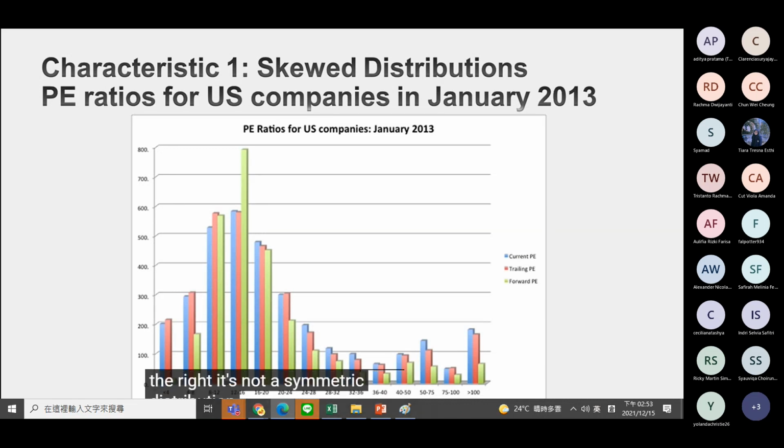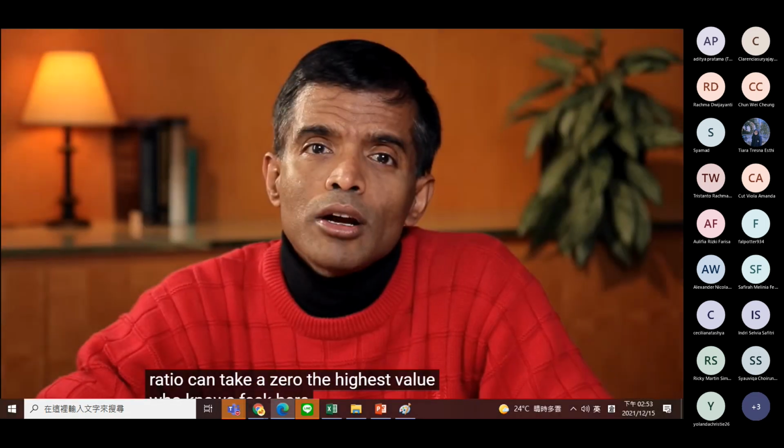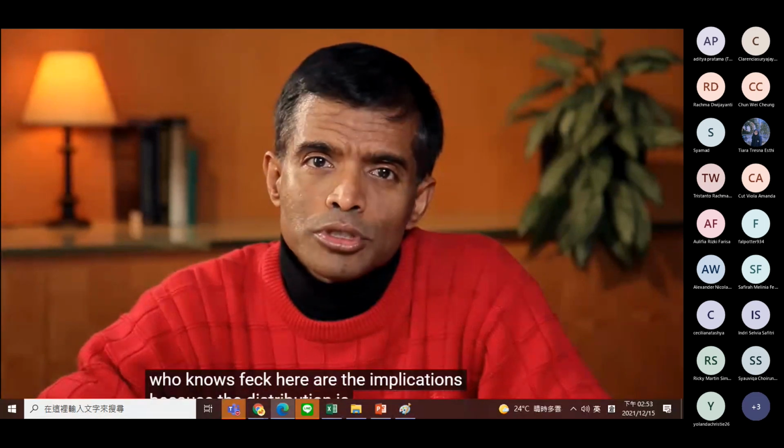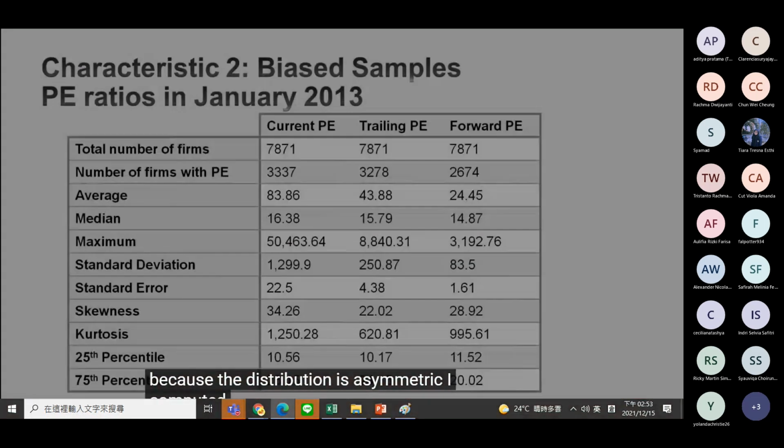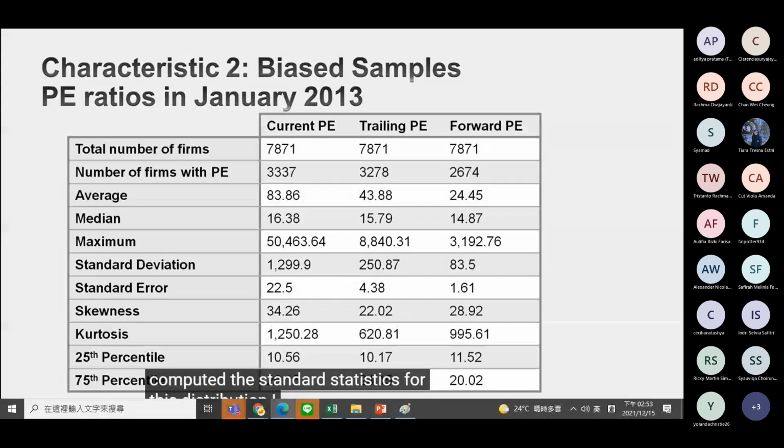It's not a symmetric distribution. The lowest value of PE ratio you can take is 0. The highest value, who knows? In fact, here are the implications because the distribution is asymmetric. I computed the standard statistics for this distribution. I started with the two numbers we always do with any distribution, the average and the standard deviation.